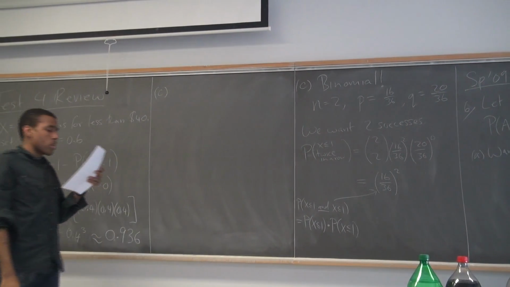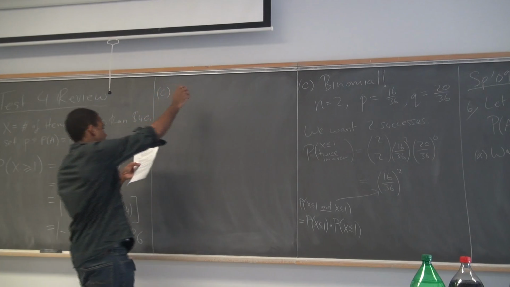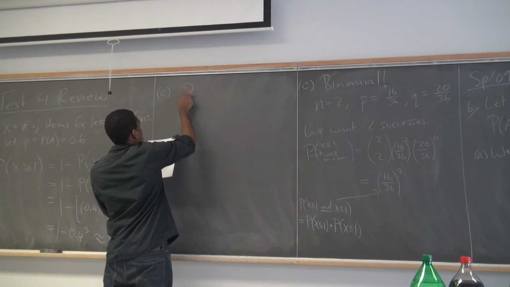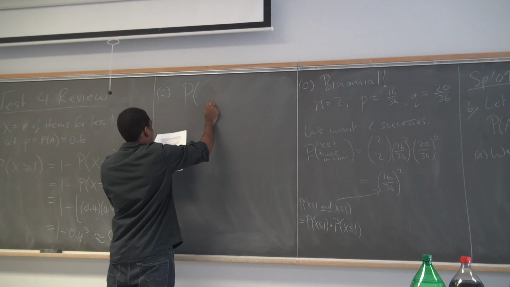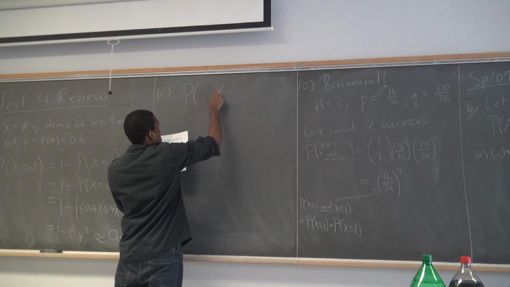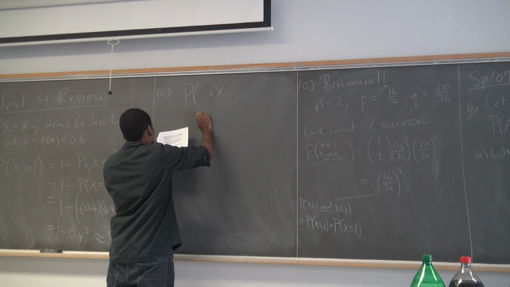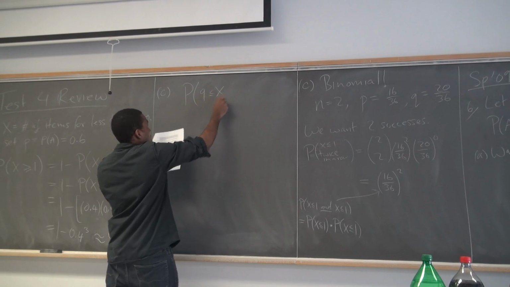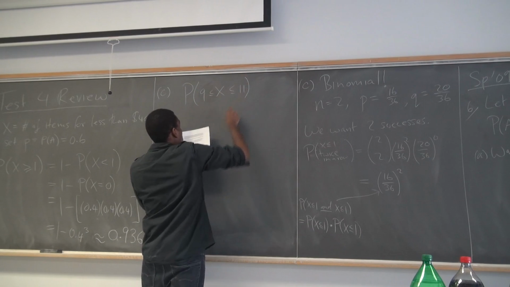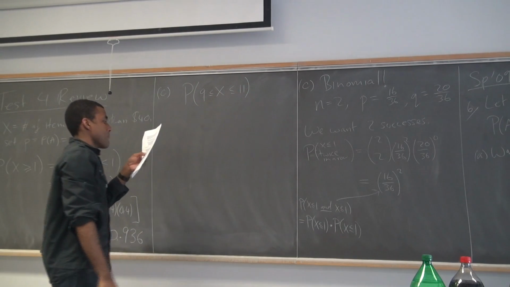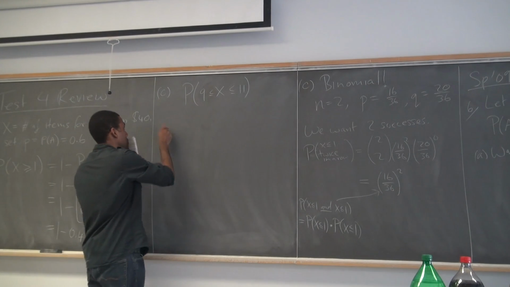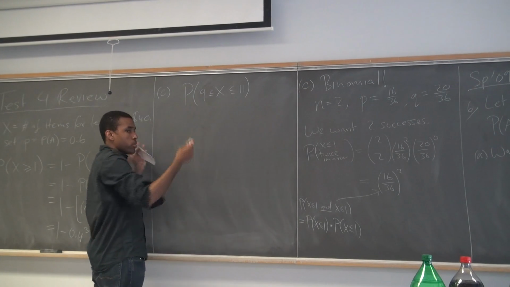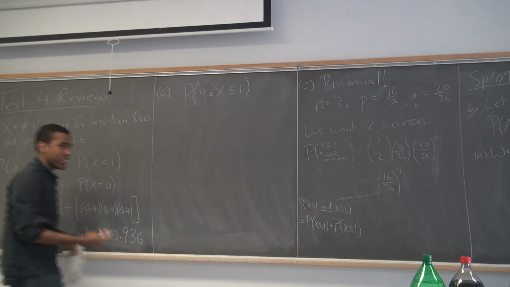So 9 or more of 11 randomly selected sales are for less than 40, right? So we want the probability that X is between 9 and 11. Can we do binomial for this or no? It's binomial. The whole thing was binomial.